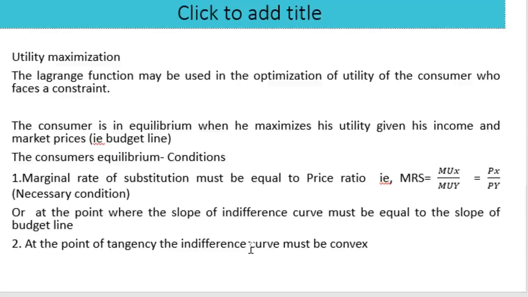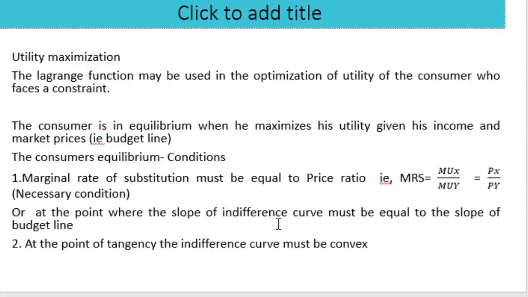The consumer's equilibrium conditions: we know that there are two conditions for a consumer to be in equilibrium, or for the maximization of the consumer satisfaction. The first one is that the marginal rate of substitution must be equal to the price ratio. That is, the marginal rate of substitution equals the marginal utility of X divided by the marginal utility of Y, and that must be equal to the price ratio, the price of X divided by the price of Y. That is, MRS equals MUX by MUY, which equals PX by PY. This is a necessary condition.